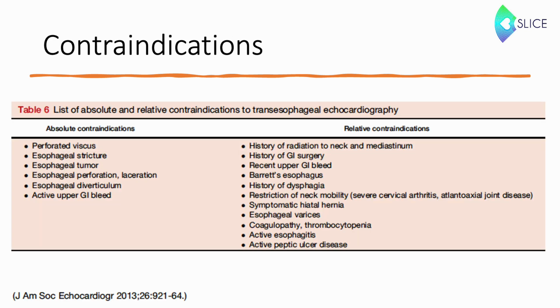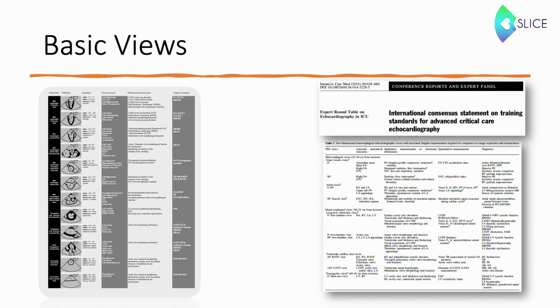There are a few absolute contraindications to TOE, as shown on the left side of the screen. These include esophageal or gastric perforation and active upper GI bleed, to name a few. The list of relative contraindications is longer and should be carefully considered alongside other patient factors to minimize the potential risks of the procedure. These are the 12 basic TOE views we will cover in the next few minutes.